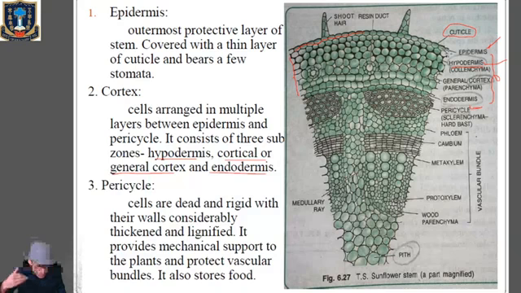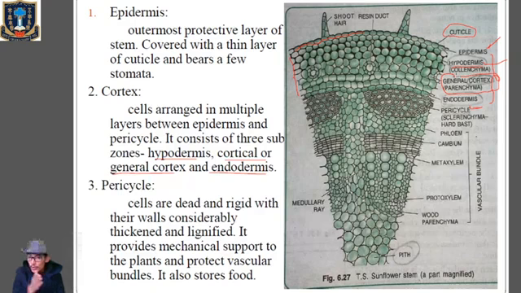Okay, now let's go to the second subzone, which is called the cortical or the general cortex. So the second subzone of cortex is general cortex or cortical, and it just lies below the hypodermis, and it is made up of parenchyma cells.